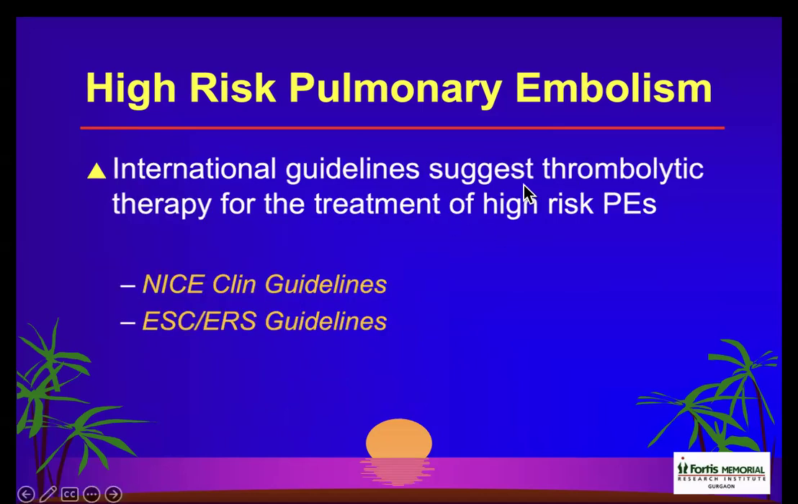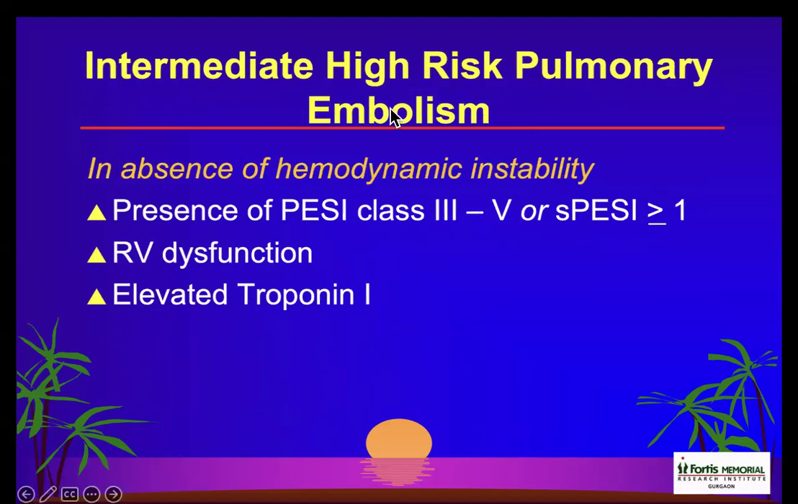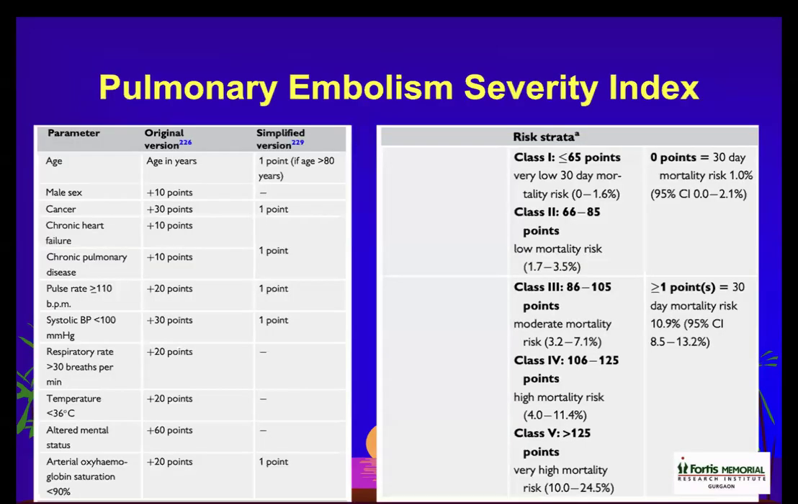And therefore, international guidelines suggest thrombolytic therapy for the treatment of high-risk pulmonary embolism because you want to achieve reperfusion as early as possible. Intermediate high-risk pulmonary embolism is defined as a patient with presence of PESI class 3 to 5 or simplified PESI score equal to or more than 1, RV dysfunction with elevated troponin I in absence of hemodynamic instability. But some of these patients may be at a higher risk of mortality, and we'll try to understand those cases.